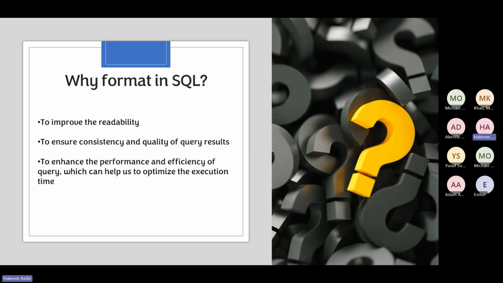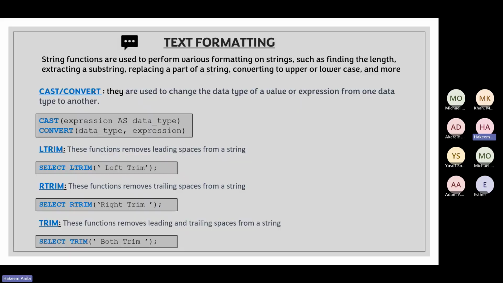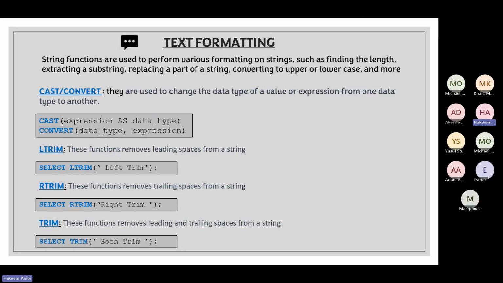We'll be exploring the most prominent functions that are going to be very useful for us in our daily activities. The very first one is going to be cast and convert. We'll be talking about text formatting first. Text formatting is just using various formatting techniques to format strings. We can find the length of the string, we can increase the string. If any one of us is familiar with Excel functions such as upper and lower, you can also do that in SQL.